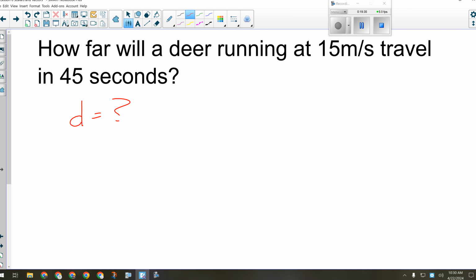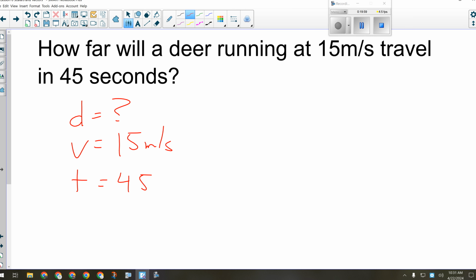And it says it's running at 15 meters per second. What did they give me there? The speed. Not the velocity, or they would have said 15 meters per second north. Just 15 meters per second. And it does that in 45 seconds. Seconds usually measures time.